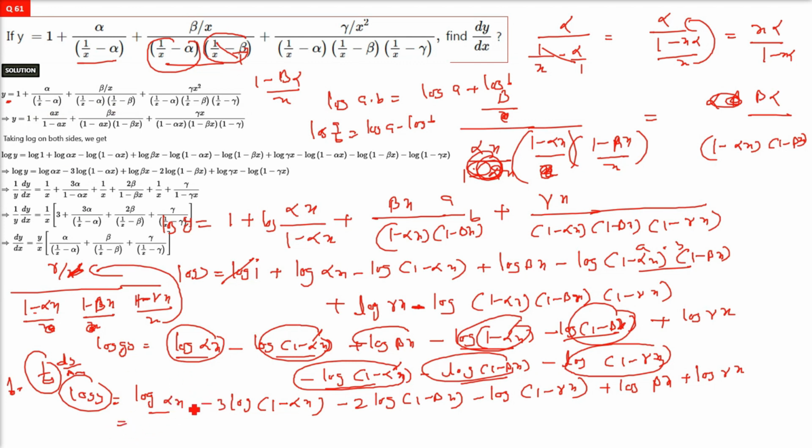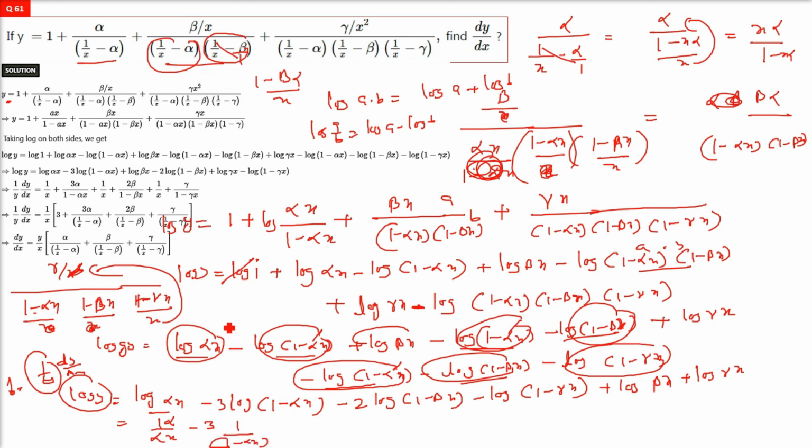So we have log alpha x, which is 1 by alpha x, and differentiation of alpha x is going to be alpha. So it is going to be alpha by alpha x. Alpha gets cancelled. You have 1 by x. And this will be same for log beta x and log gamma x. Every time you will get 1 by x.